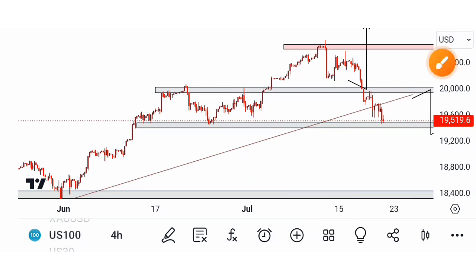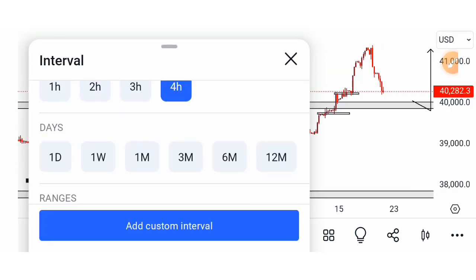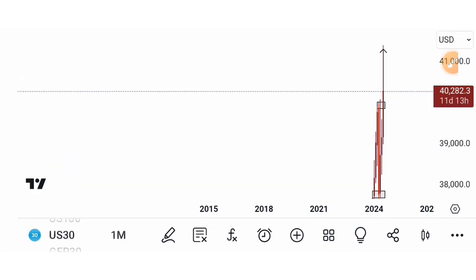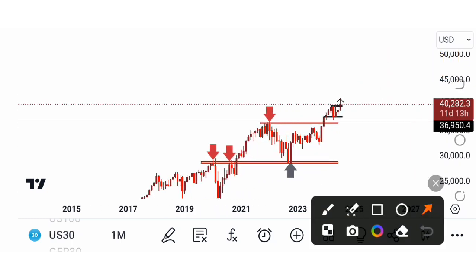Now moving on to US30, let's go to the higher time frame. Let's go to the monthly time frame. So I'm bullish on US30, and I'll give you my reasons why. US30, as you can see, similar to Nasdaq, the price action, the market created this high, right, and then the market broke out of this resistance over here.